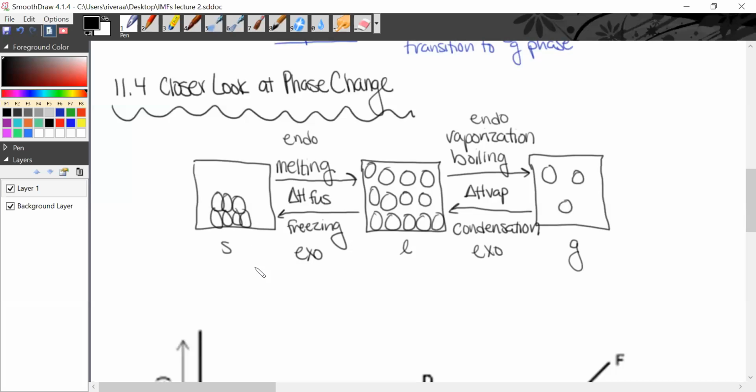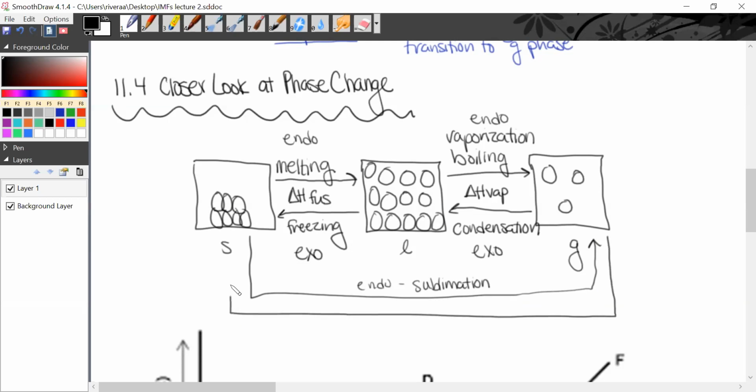Okay, and of course I haven't yet talked about solid to gas. Going this way, the endothermic process, we call sublimation. And the reverse, gas to solid, the exothermic version of this, is called deposition. And the amount of heat to go from here to here is delta H of sublimation.